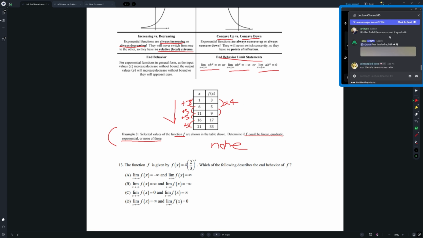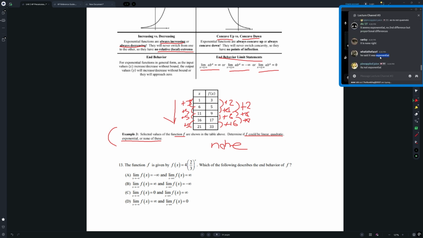It's not second difference, because if you look at the second difference, I think, because I don't have the answers to these. So, Cool Savage, could you check if this is quadratic or exponential or none? I don't think it's quadratic, because this would be plus 2, plus 4, plus 8, plus 16. This would be plus 2, plus 4, plus 8. Not exponential.